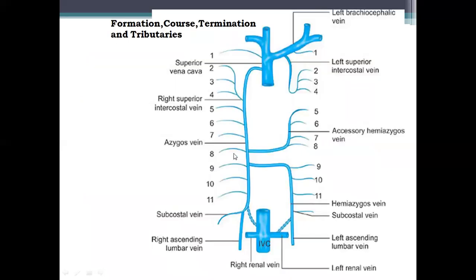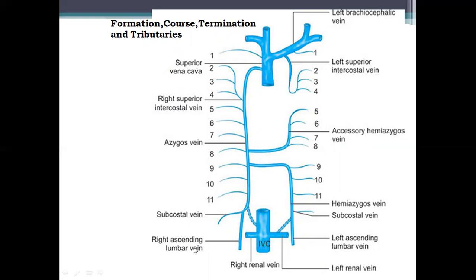Now we'll see the formation, course, and termination. First, we'll see the formation and course of the Azygos vein. The formation of the Azygos vein is very variable, so it can be formed in many ways.